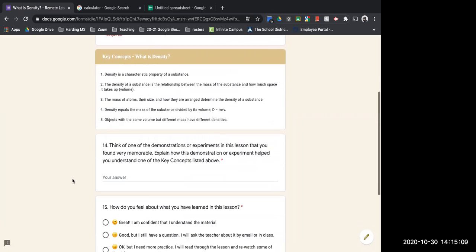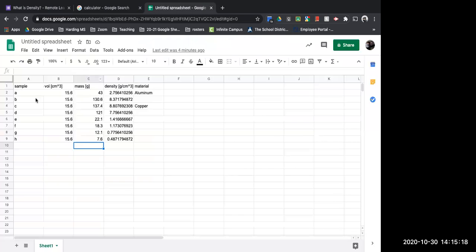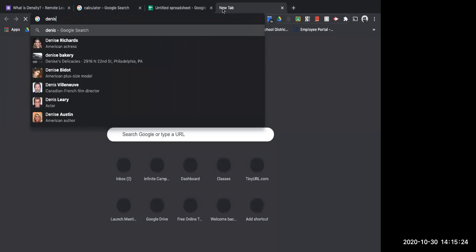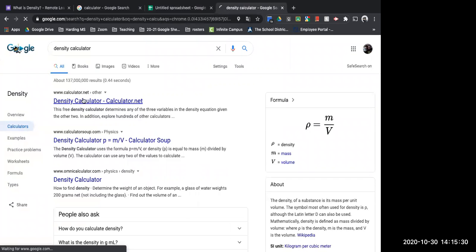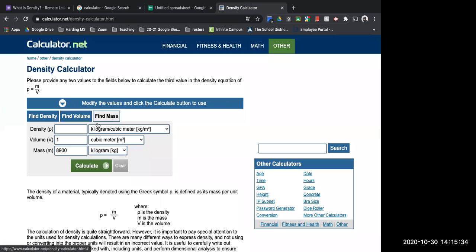And that's it. It's relatively simple. It's relatively fast. There's a couple of numbers that you got to crunch in there, but yeah, use a spreadsheet. Makes your life a lot easier. Also, you might want to take a look at a density calculator. All right, density calculator. Omni is really good. Omni works really well.